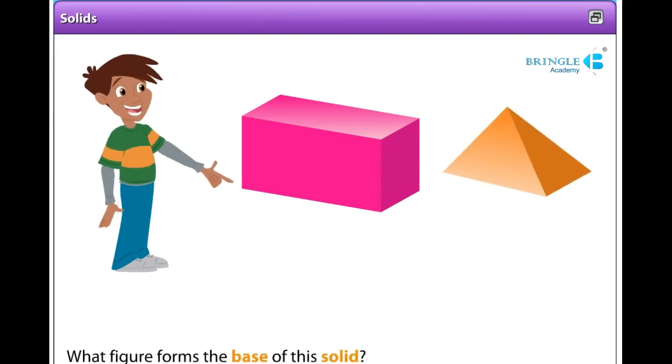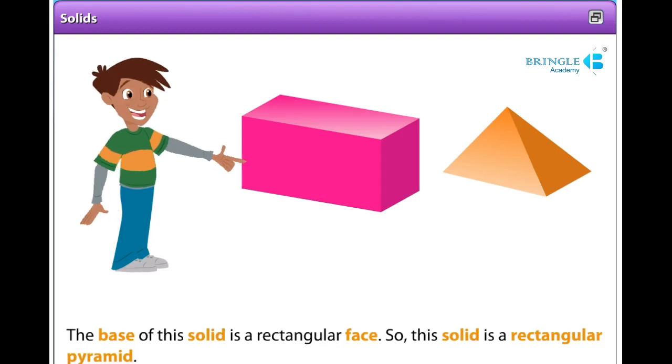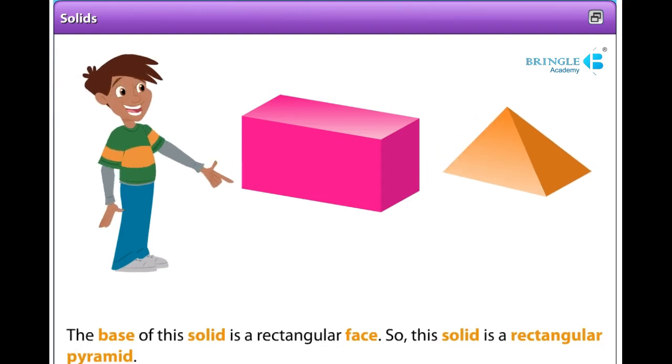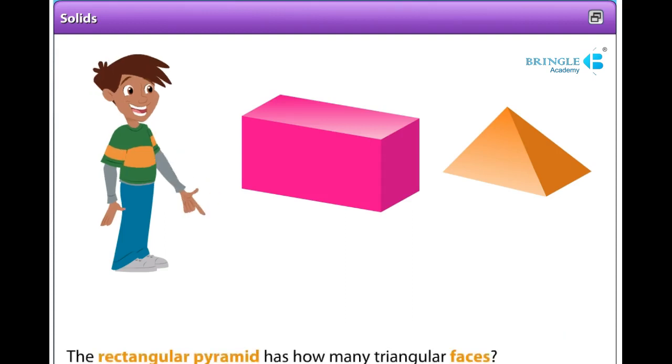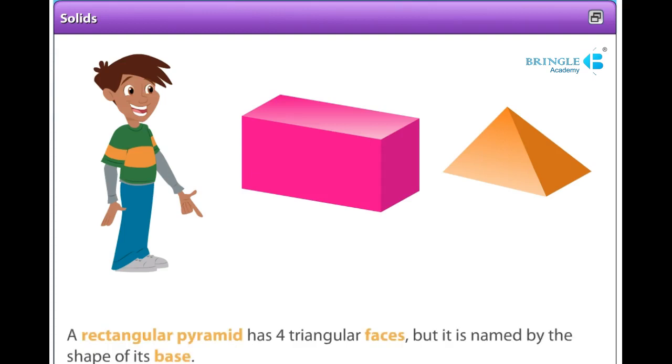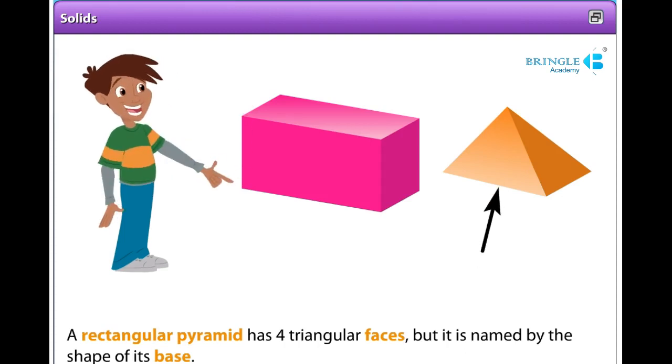What figure forms the base of this solid? The base of this solid is a rectangular face, so this solid is a rectangular pyramid. The rectangular pyramid has how many triangular faces? A rectangular pyramid has 4 triangular faces, but it is named by the shape of its base.